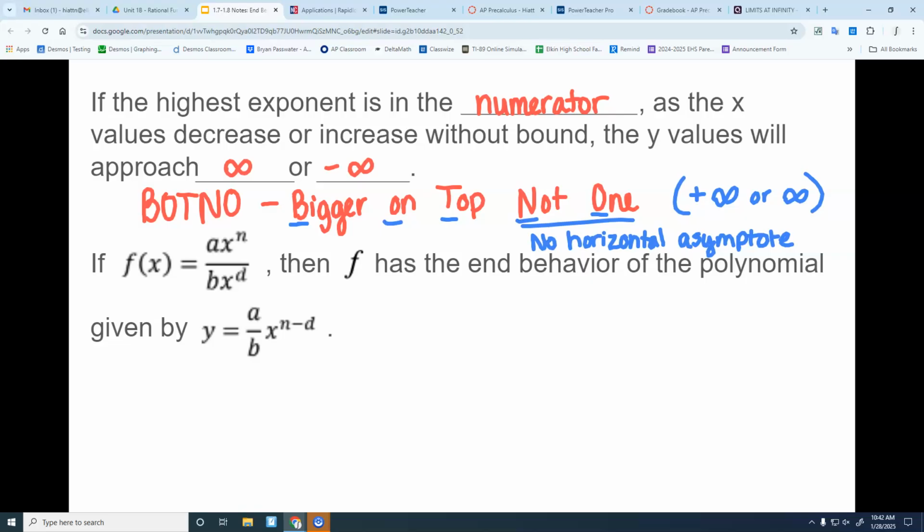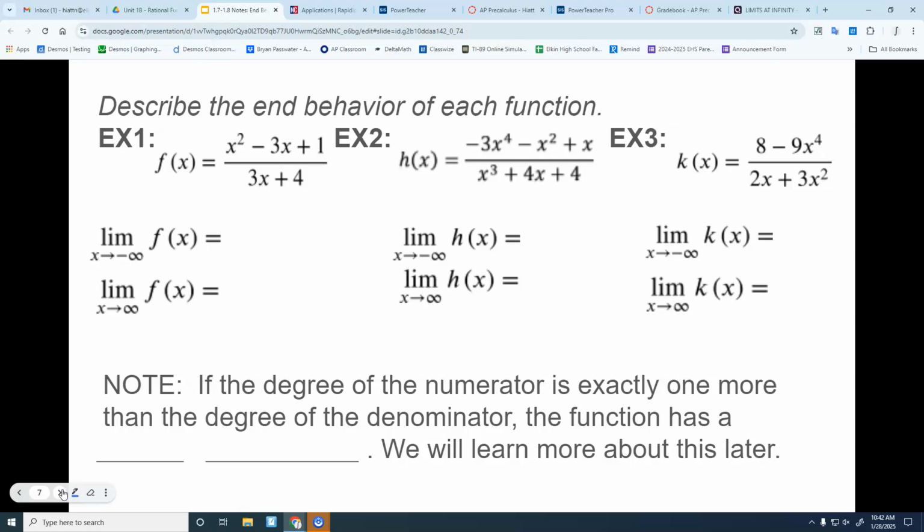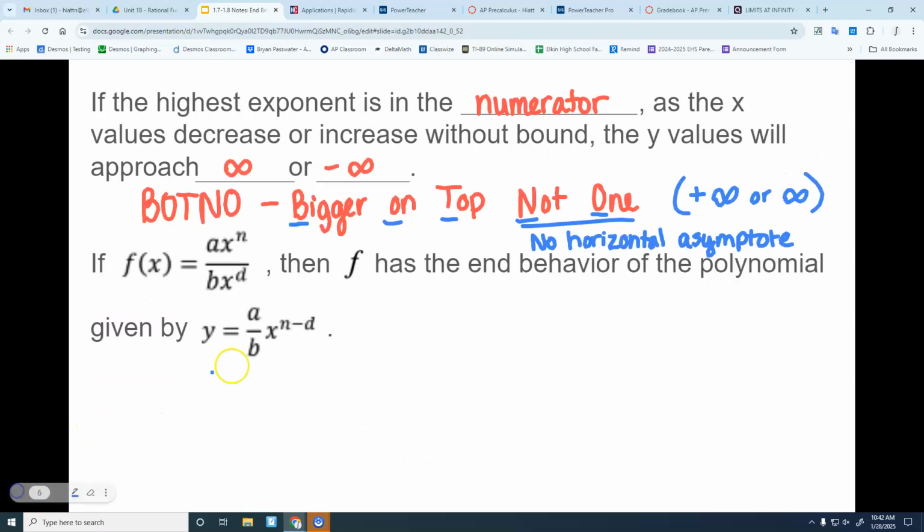Okay, so we got this complicated looking thing here. It says if f of x equals ax to the n over bx to the d, then f has the end behavior of the polynomial function given by y equals a over b times x to the n minus d. Let me give you an example. I think that'll be better.